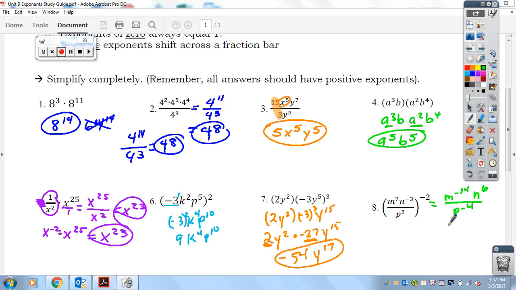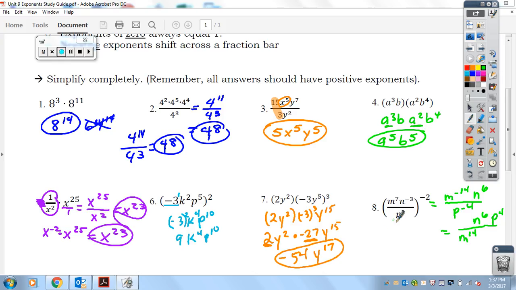Now, when we have negative exponents, we know they've moved. Negative moves across the fraction bar. M to the 6 stays, that's positive, but m to the 14th now moves to the bottom. And this p to the negative 4, which is in the bottom, can move up to the top, make it p to the 4th. So it's n to the 6th, p to the 4th over m to the 14th.